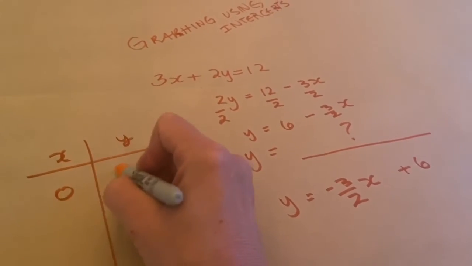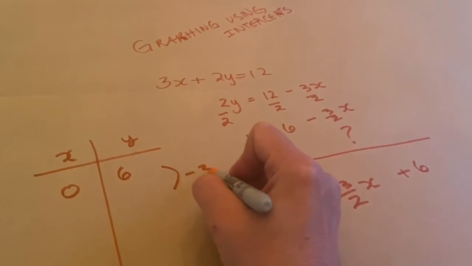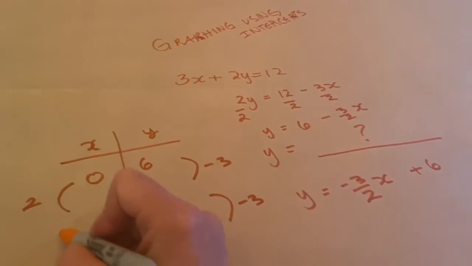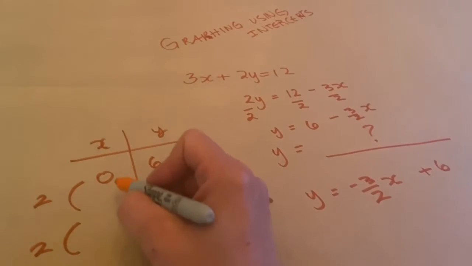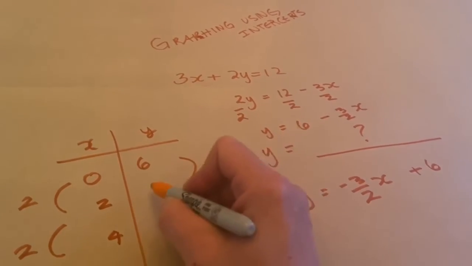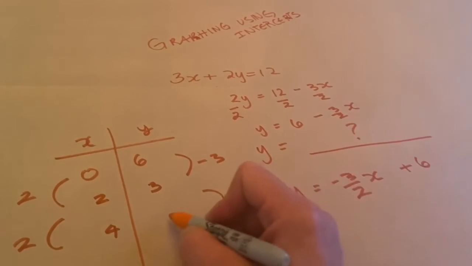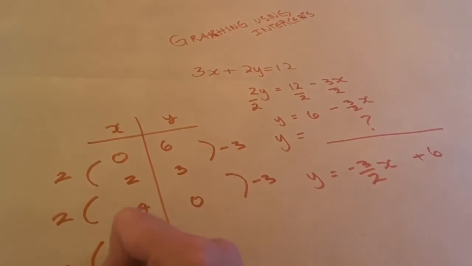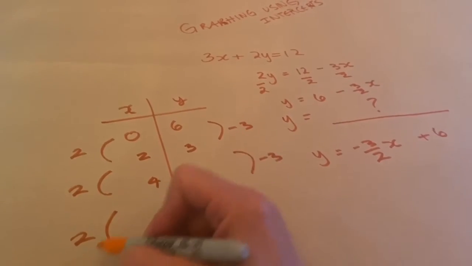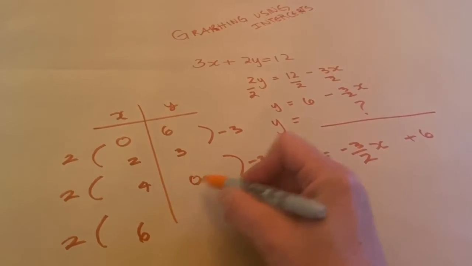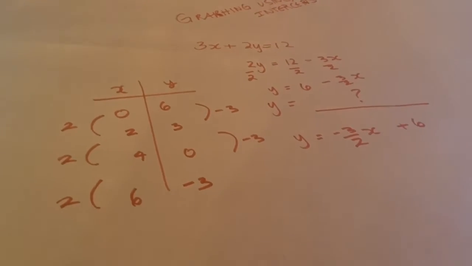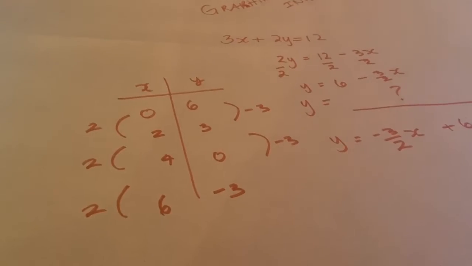So if I were to graph that, we would start at 6 and this side would go down 3 and this side would go up 2. This side would go down 3, this side would go up 2. So 0 plus 2 is 2, 2 plus 2 is 4, 6 minus 3 is 3, 3 minus 3 is 0. Let's go one more time. 4 plus 2 is 6. 0 minus 3 is negative 3. We could certainly do that. Okay, but that is not how I graphed it today.